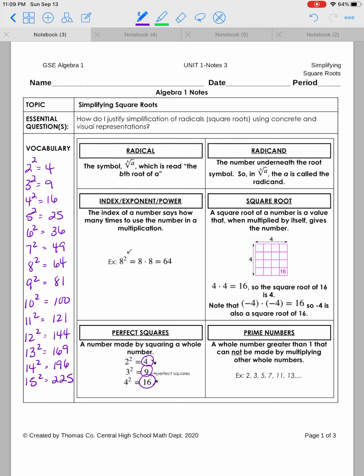Now, we also need to know what prime numbers are. A prime number is any number bigger than 1. So 1 is not a prime number. But any number that cannot be made by multiplying other whole numbers. Some examples are 2, 3, 5, 7, 11, 13. So pretty much a prime number is a number where only 1 and itself will divide into it. No other number will divide into it.